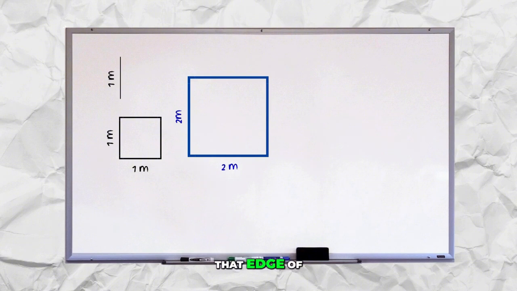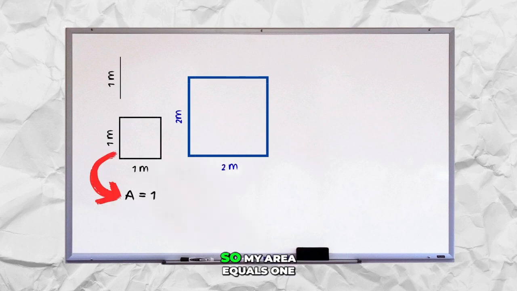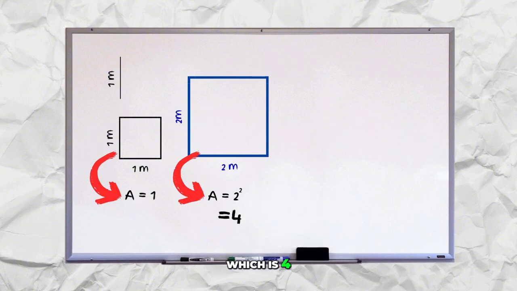Well, on my new square, that edge of 2 meters will multiply my area by 4. So if here it was 1 times 1, so my area equals 1. Here my area equals 2 squared, which is 4. So it's going to be 4 times the area of the first square.